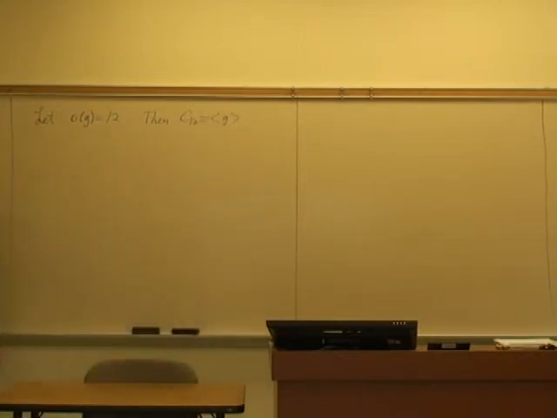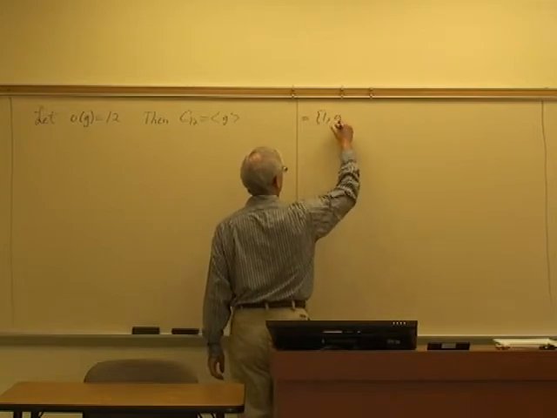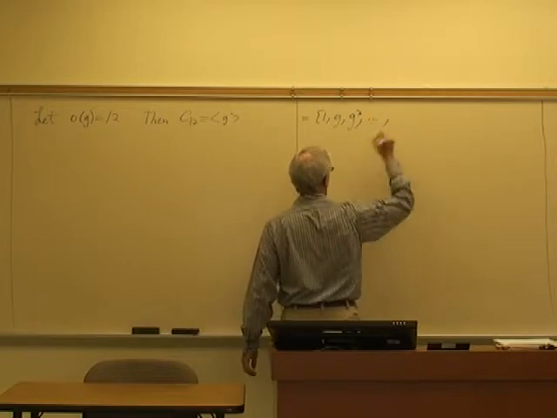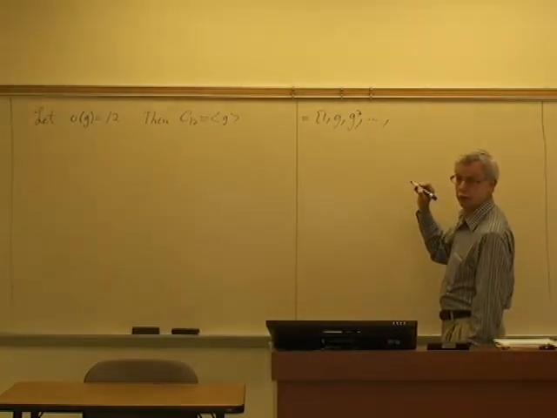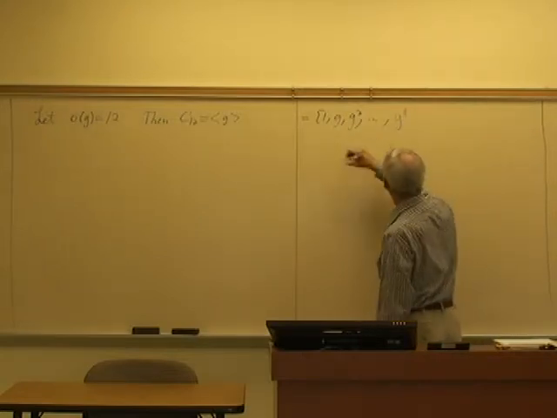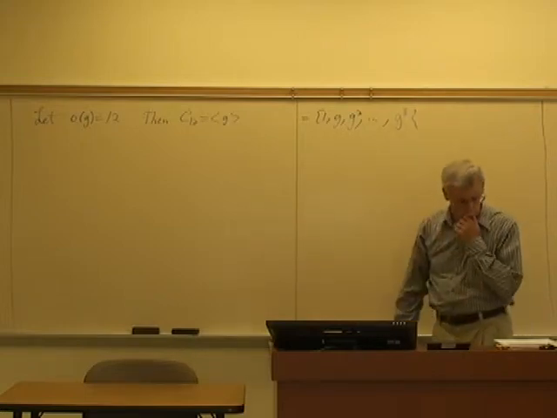What are the elements in there? Easy. 1, g, g squared, dot, dot, dot. What's the last element? g to the 11, right? Because g to the 12 is the identity. So that's what's in the group.